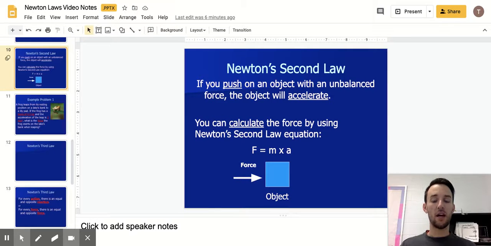Here you can see what we call a free body diagram. And at the end of this video, I promise to go over and explain more in depth about free body diagrams. But you can see that this arrow represents a force pushing on an object. And so to determine how quickly the object accelerates, we also need to know the mass.